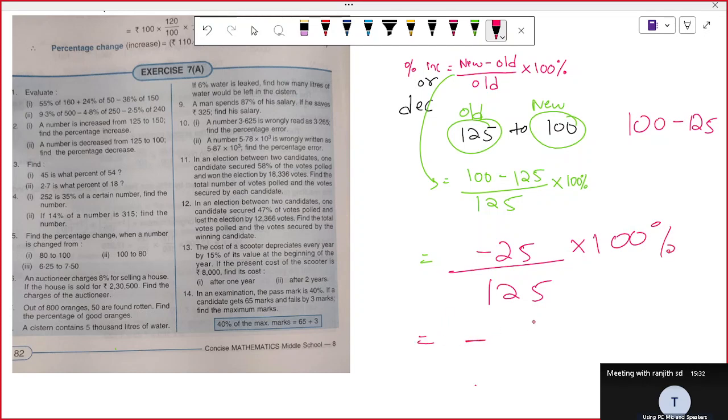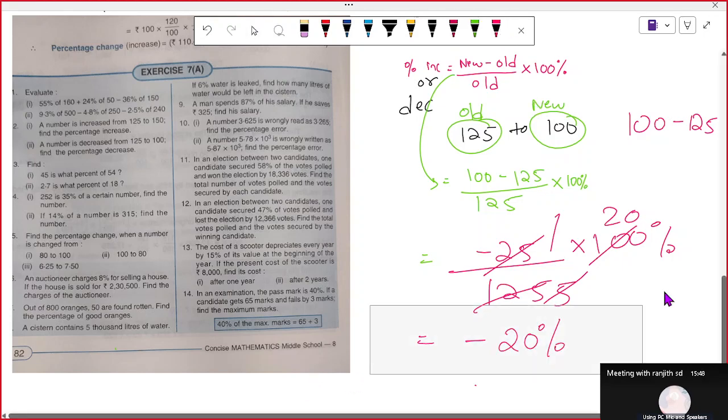So 125, 5 ones are 5, 5 fives are 25, then 5 ones are 5, 5 twenties are 100. Did everyone get it? So minus 20 is the answer.